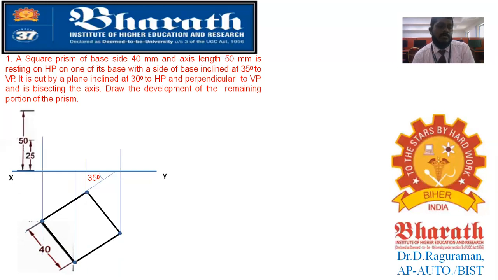And that you have to project above XY, that is for the front view; the projections have to be made to the front view. The axis length is given as 50 mm, and the cutting plane condition is given as bisecting the axis. Bisecting means at half of the distance. That is why, at 50, half of the distance is 25. At 25 you are going to bisect it. And the condition is given: it is inclined at 30 degrees to HP, perpendicular to VP, and bisecting the axis.